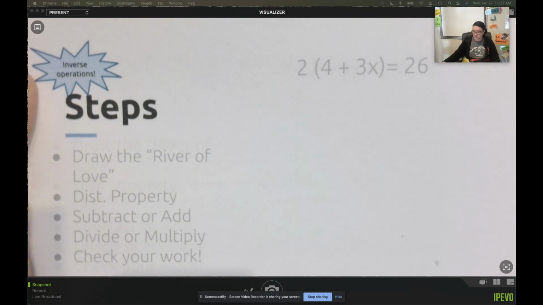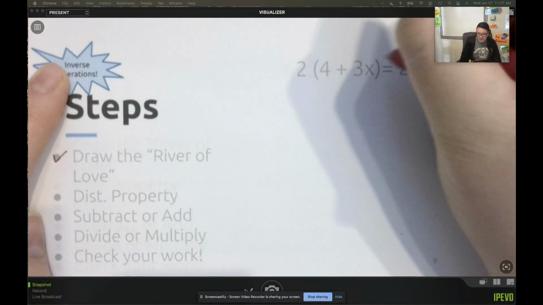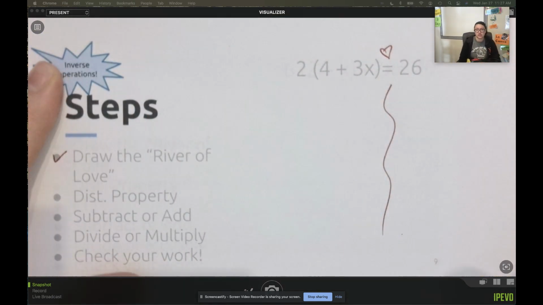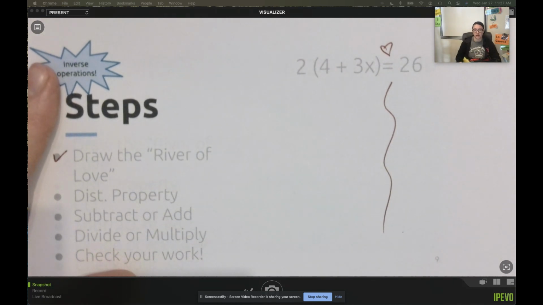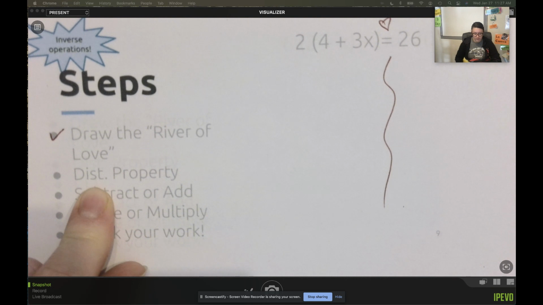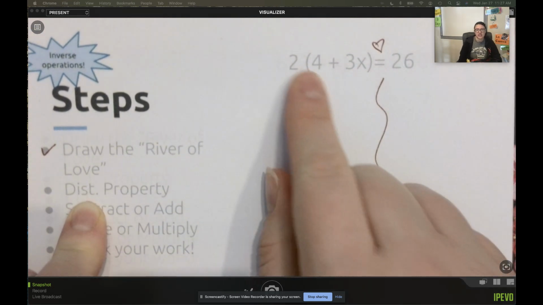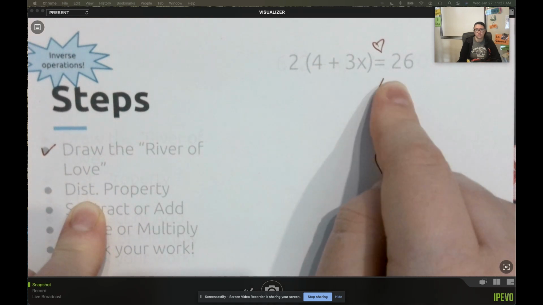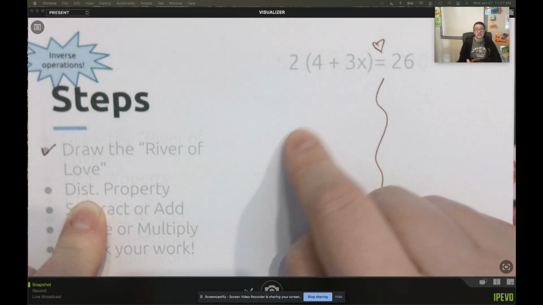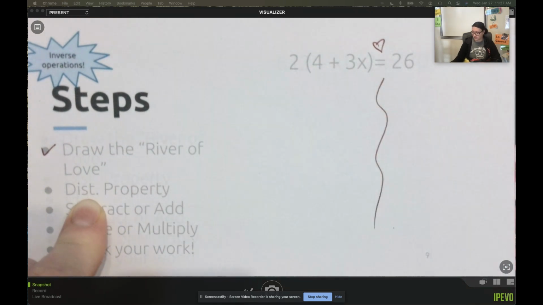So we're going to start off with the river of love. That's the thing we're best at. That's our favorite thing. We know we need to do the same thing to both sides, and we like having that reminder there. You guys are great about that. Now, I need to do the distributive property. I can't just start taking this 4 and moving it over here. I need to do that distributive property first.